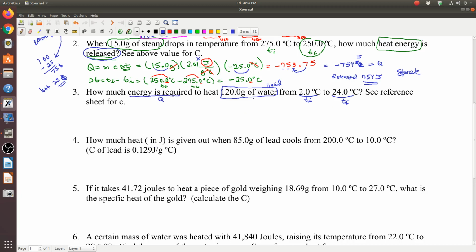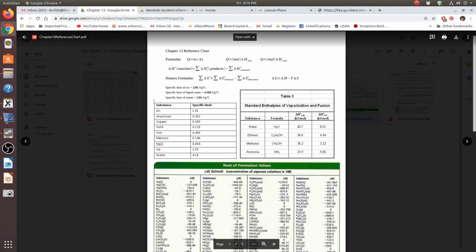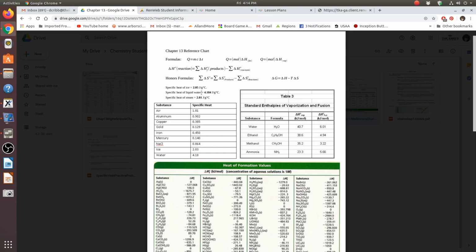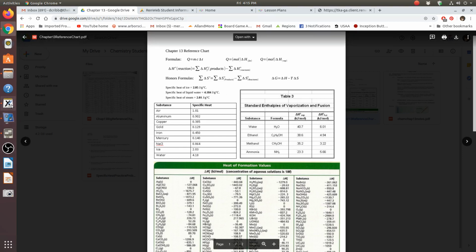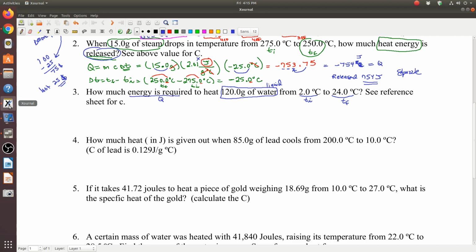I'm going to let you do this one on your own. The one thing I wanted to point out is you're talking about liquid water now, so you need to look at your reference sheet. For liquid water, the specific heat, the C, is 4.184 joules per gram degrees Celsius. Let me write that on there for you. See the reference sheet for the C. The C is 4.184 joules per gram degrees Celsius, because we're talking about liquid water.